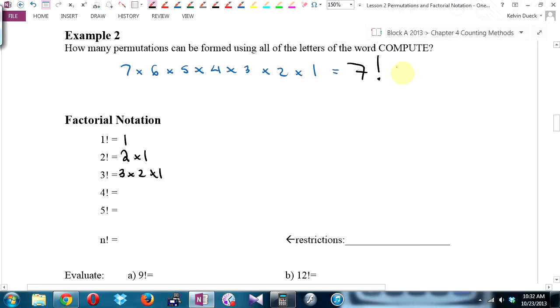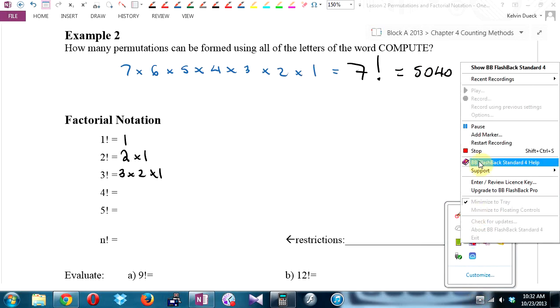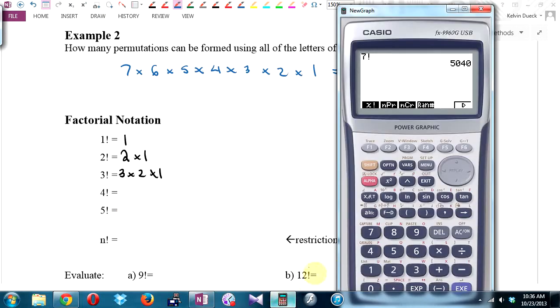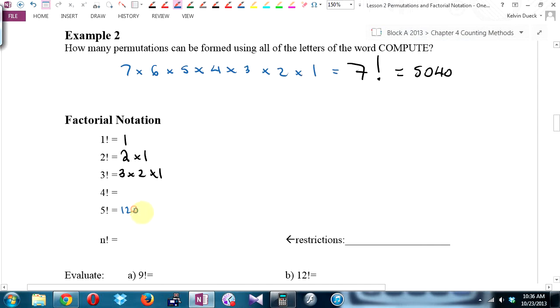Now, if you can't find that, now is your chance to raise your hand and I will come help you find it. Let me pause the video. So, can you find 5 factorial, please? What's 5 factorial? So this is 120. What's 4 factorial? 24? Okay. What's n factorial?